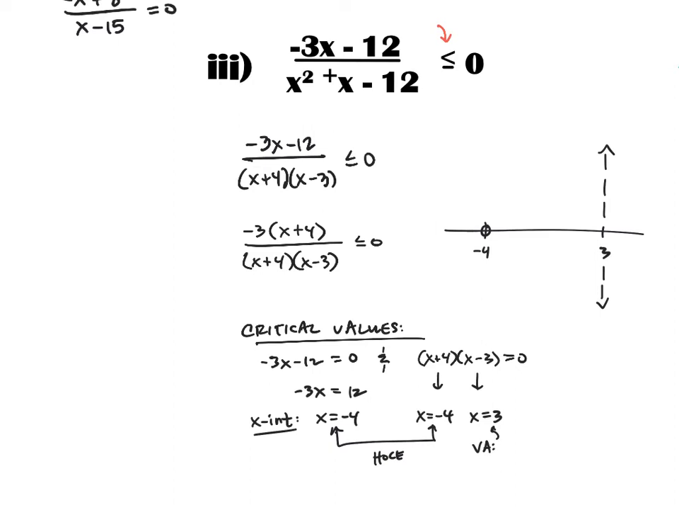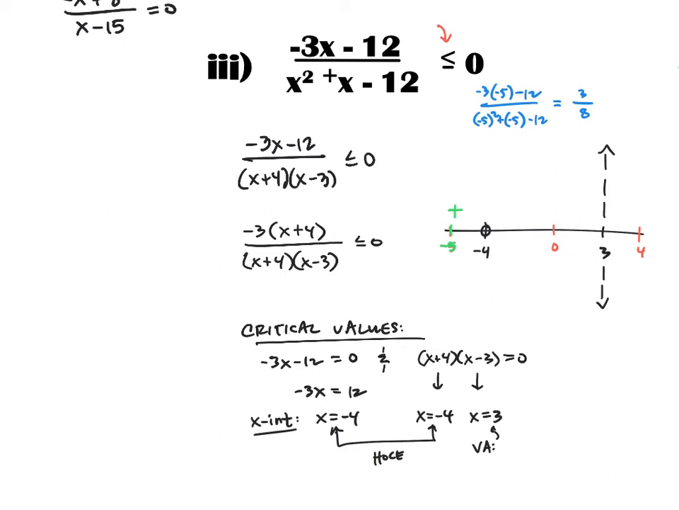So we're going to test some values. Let's test 0, that's a nice one. We'll test positive 4. We'll test negative 5. All right, so let's test a negative 5. That would be negative 3 times negative 5 minus 12 over negative 5 squared plus negative 5 minus 12, which will equal 15 minus 12, which is 3, over 25 minus 17, which is 8. So that's going to be positive. So I'm going to get positive outputs when x equals negative 5.